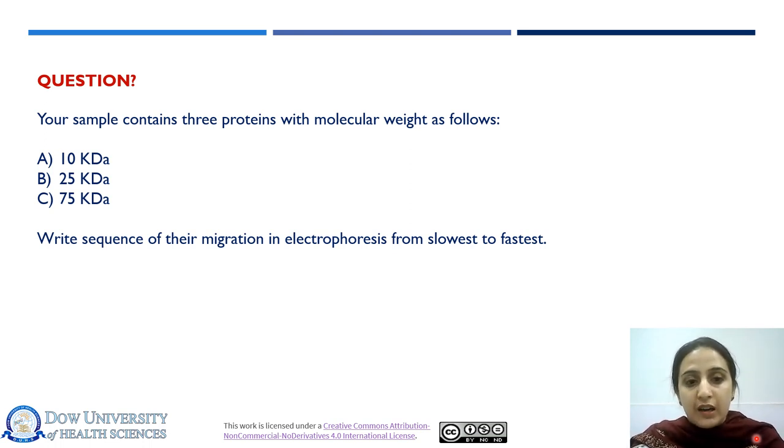So if I ask you to write the sequence from slowest to fastest, it means that the molecule which has the highest molecular weight will move slowest. So in this case, the molecule of 75 kilodalton will move the slowest, followed by the molecule of 25 kilodalton, and the fastest moving molecule would be of 10 kilodalton. So your sequence would be C, B, and at the end molecule A.